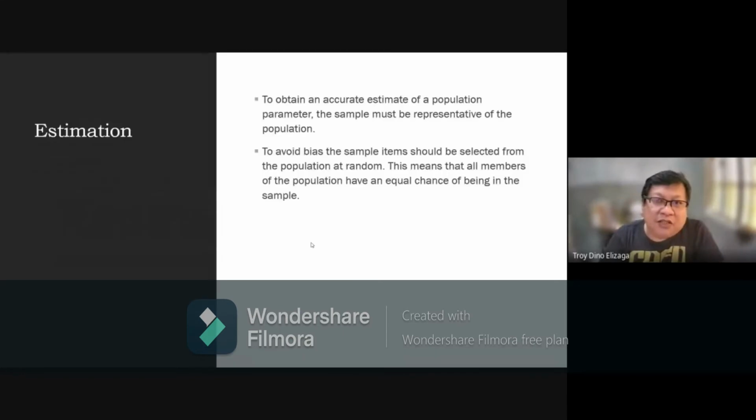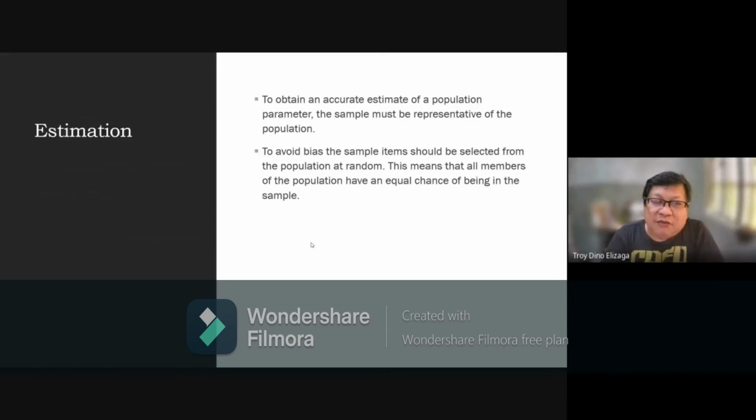To obtain an accurate estimate of a population parameter, the sample must be representative of the population. So that's what we've been saying earlier. We're trying to avoid bias, which is where we lean towards one particular side of the population. For example, if the population is just majority female, it's like bias to all female.